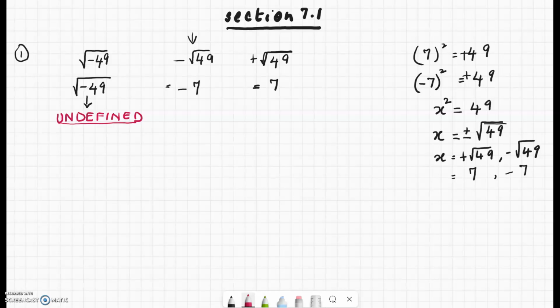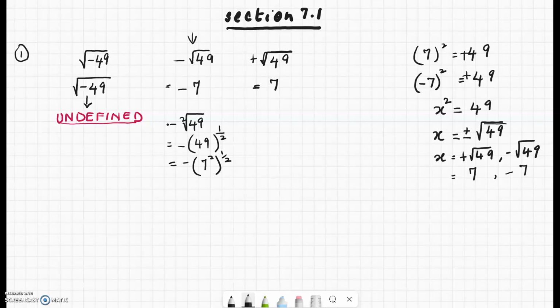Now, one way in which you can think about this exact same problem, the negative radical 49. So this is the negative square root. So technically that's the negative of the square root of 49, and you can think of it as the negative of 49 to the power of half. And that's equal to the negative of 7 squared to the half.